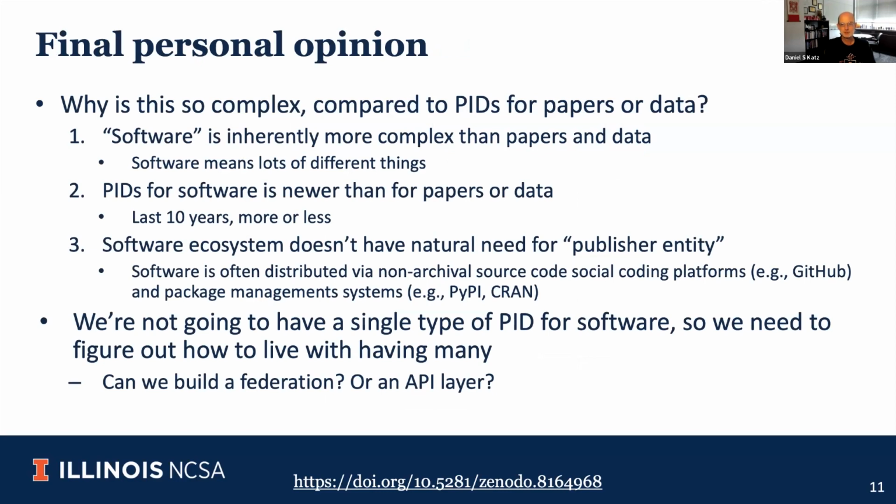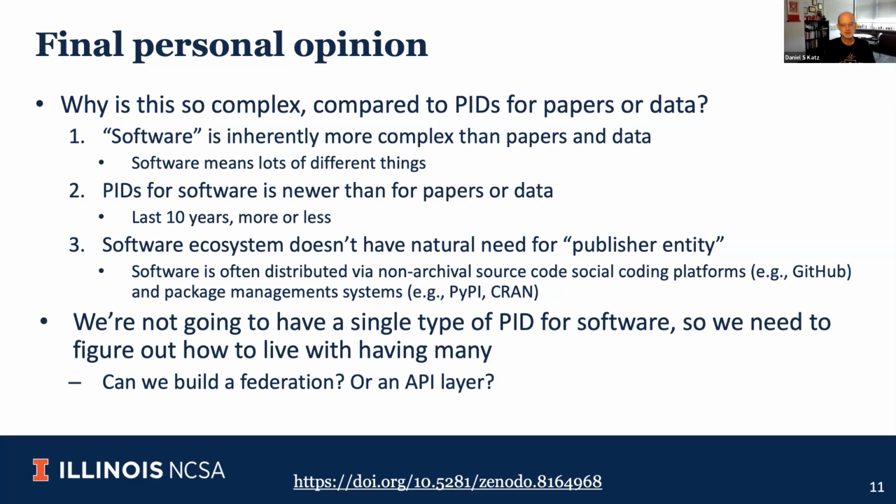And the reason it's complex is because software, I think, and we can argue about this, is inherently more complex than papers and data. Software means lots of different things, lots of different kinds of granularity: projects, source code, executables, papers about the software. The idea of permanent identifiers for software is newer than that for papers and for data. It's really the last 10 years, more or less, and more focused on the more recent part of that. And then finally, the software ecosystem doesn't have a natural need for a publisher entity. By that, I mean that when you are publishing a paper or publishing data, you're giving it to a publisher or a repository along with the metadata, and that publisher is then making it available, making the metadata searchable, worrying about things like that.